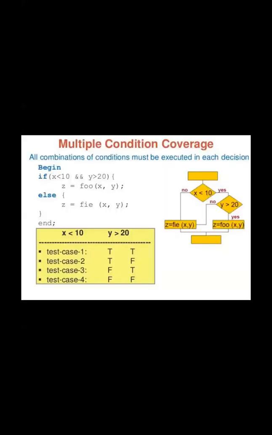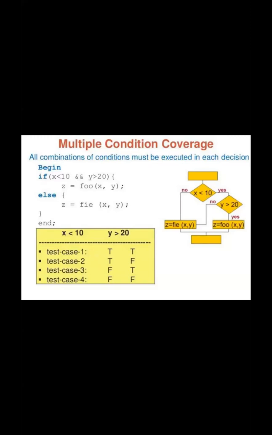So from this example, you can easily understand. Here we have multiple conditions. If x is less than 10 and y is greater than 20, that is one condition. If the condition is true, function foo will be executed. If the condition is false, function fie will be executed. So for the given code, we are drawing the corresponding flow graph. Then we tabulated the values based on test cases 1, 2, 3.